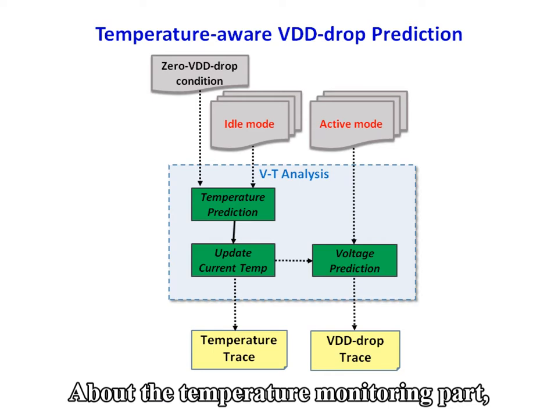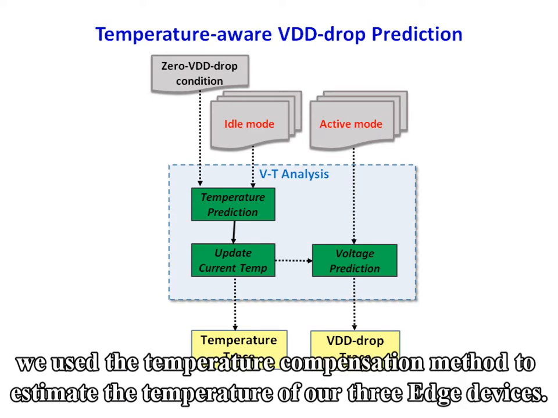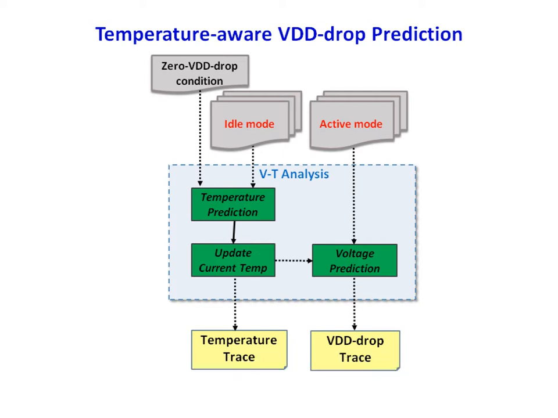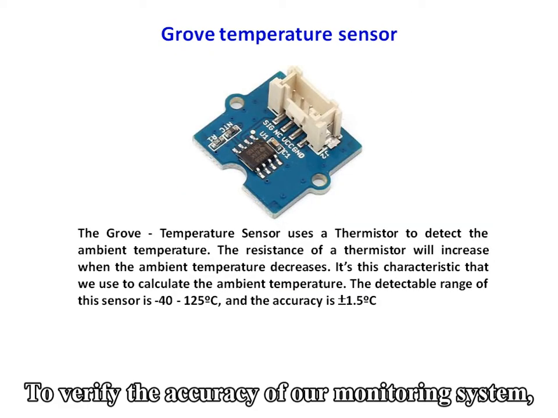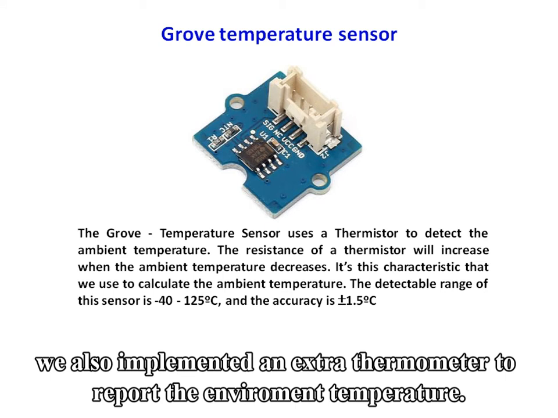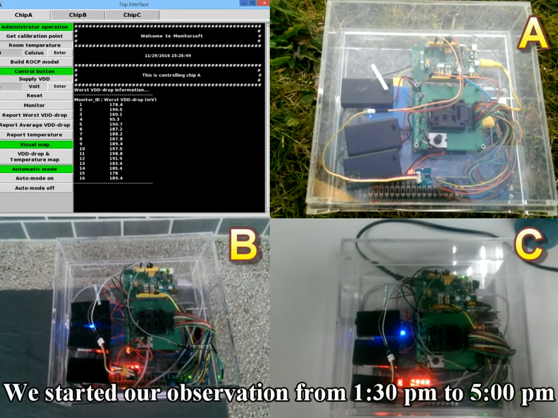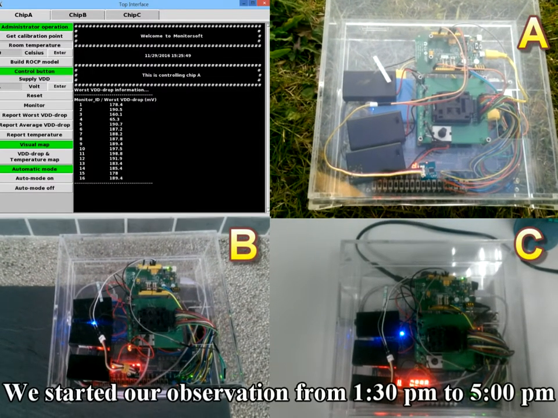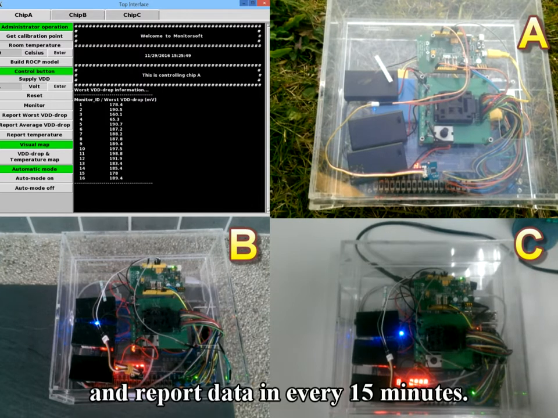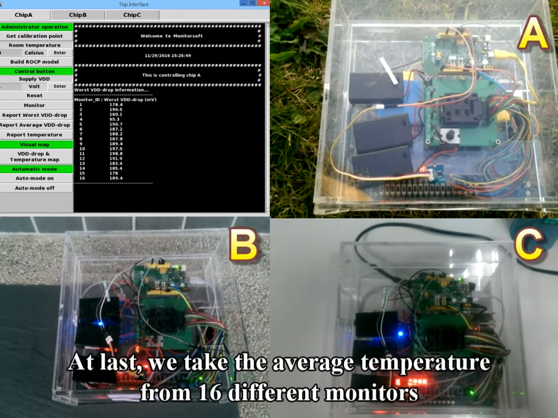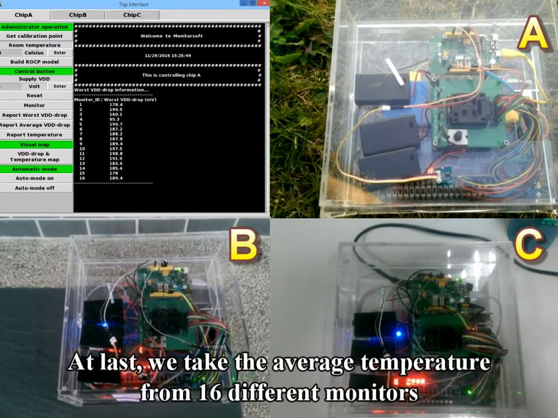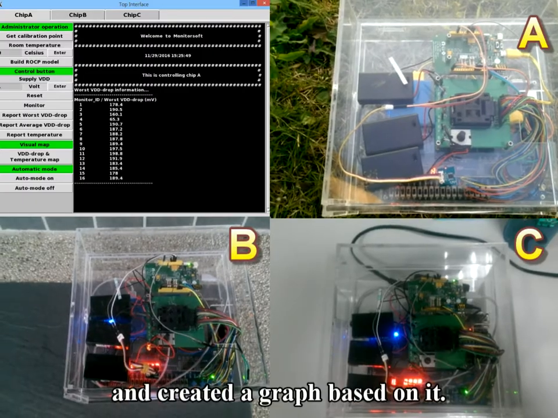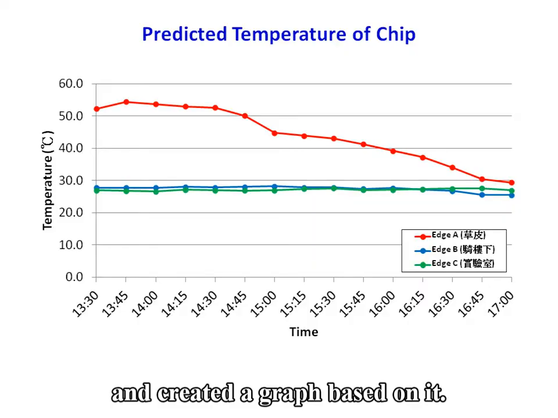About the temperature monitoring part, we use the temperature compensation method to estimate the temperature of our 3 edge devices. To verify the accuracy of our monitoring system, we also implemented an extra thermometer to report the environment temperature. We started our observation from 1:30 p.m. to 5 p.m. and report data in every 15 minutes. At last, we take the average temperature from 16 different monitors and created a graph based on it.